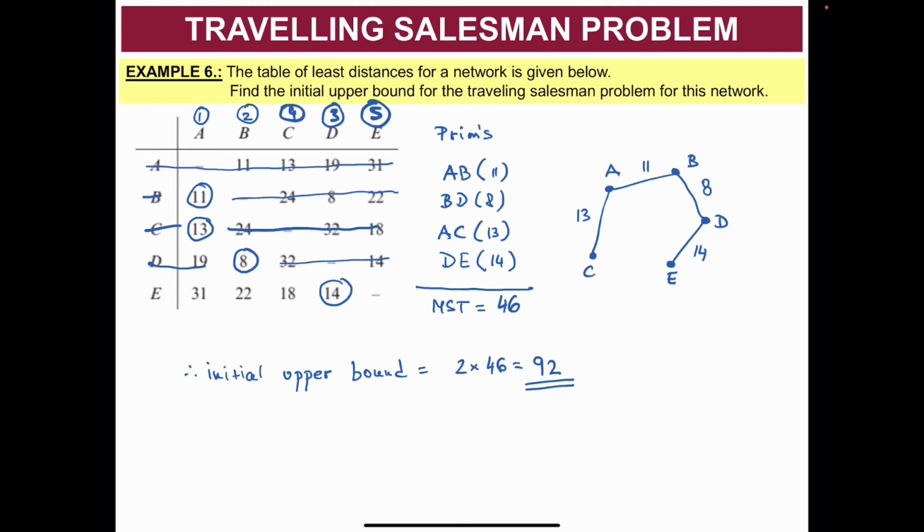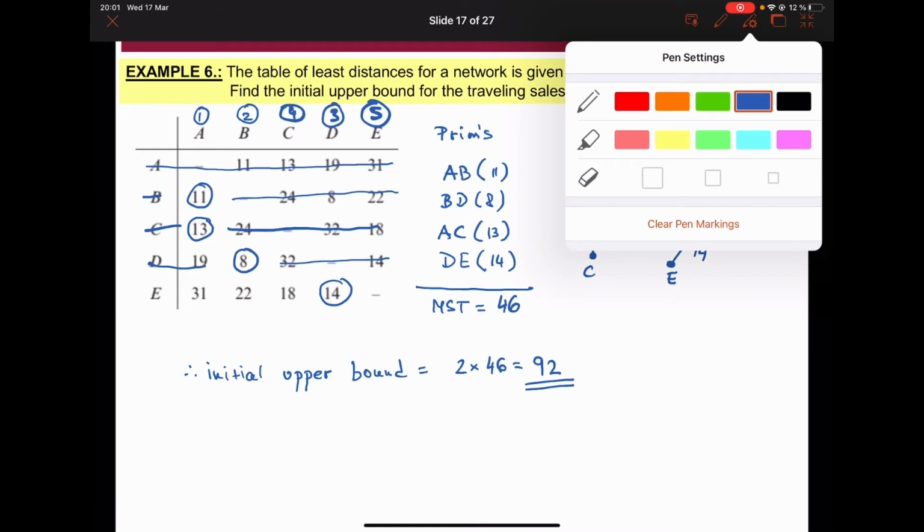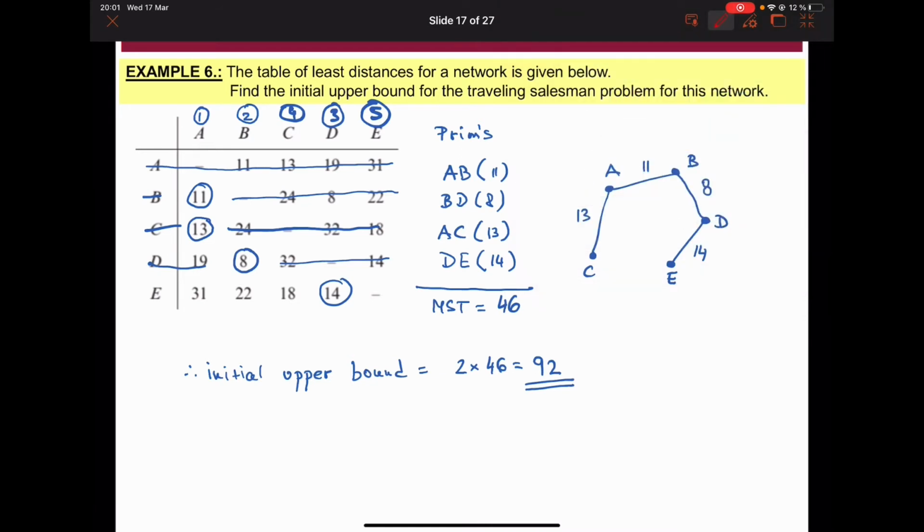Now, the real question is whether this could be improved somehow by looking for a shortcut. Because what is happening, I'm going to change the color. You will go from C to A, and then A to B, and then B to D, and then D to E, and then you have to come back if you want to start at C. Or you can start at A and you will go first to C and then come back to A. Okay, that's why it is doubled.